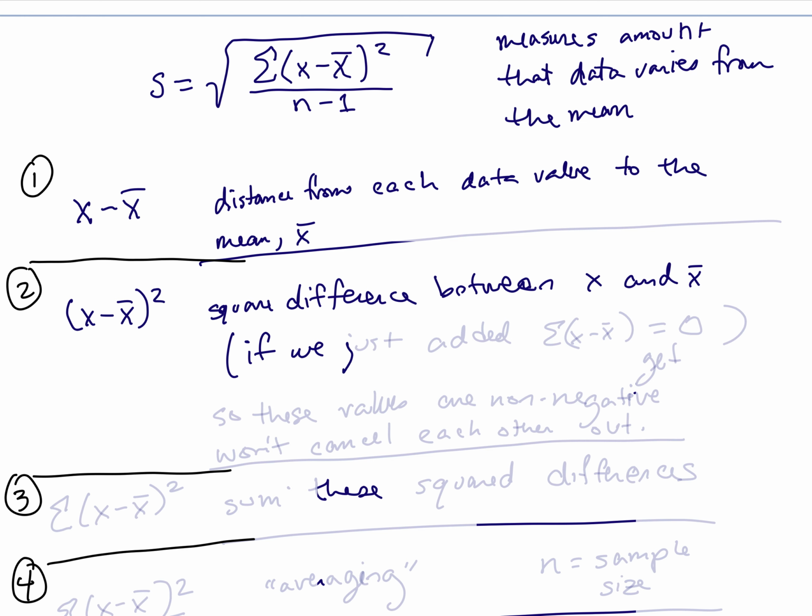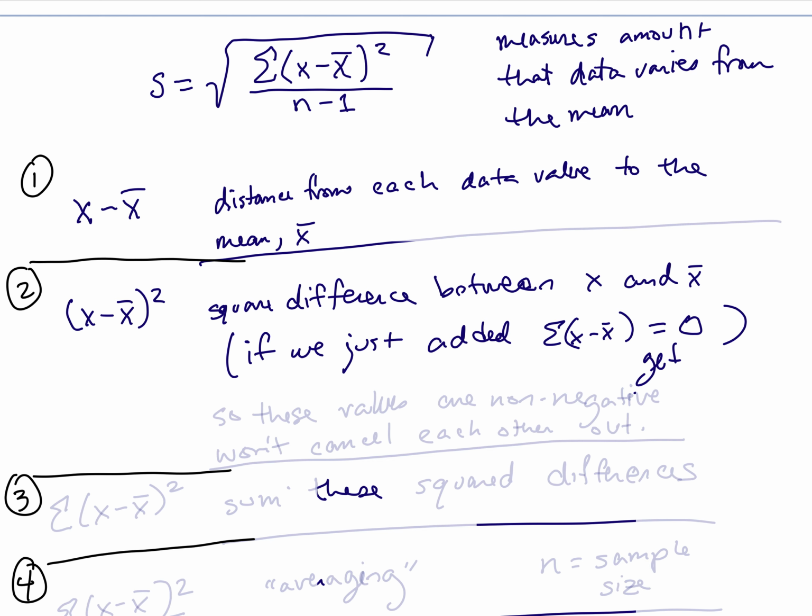If we just added the sum of each of the differences, x minus x bar, without squaring, what would we get? We would actually get 0 every time, because some of those differences are going to be positive and some of those differences are going to be negative, and we would always get 0 because of how the sample mean is defined. And getting 0 every time obviously would not be a very good measurement. It basically wouldn't tell you anything if the standard deviation was always 0.